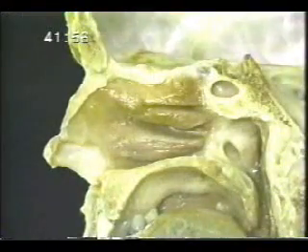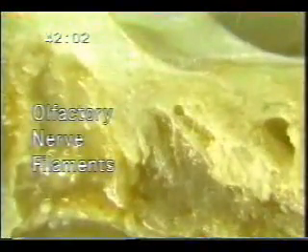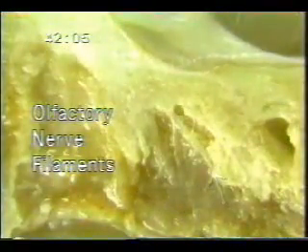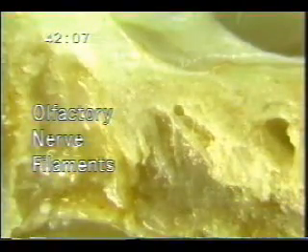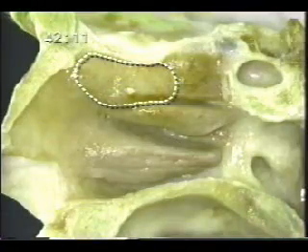Here's a medial view of the nasal cavity. The cribriform plate is here. The filaments of the olfactory nerve, here they are in close-up, pass through the cribriform plate and run just beneath the mucous membrane to reach nerve endings in this olfactory area on the lateral and medial surfaces of the nasal cavity.